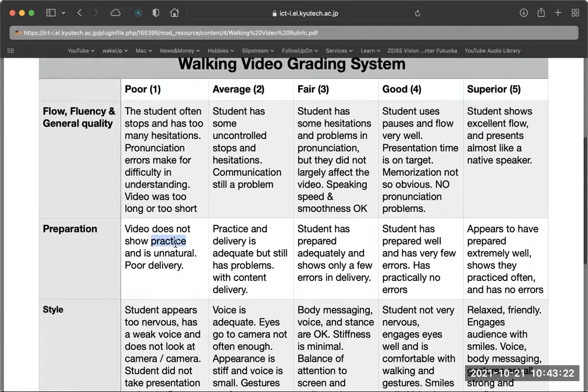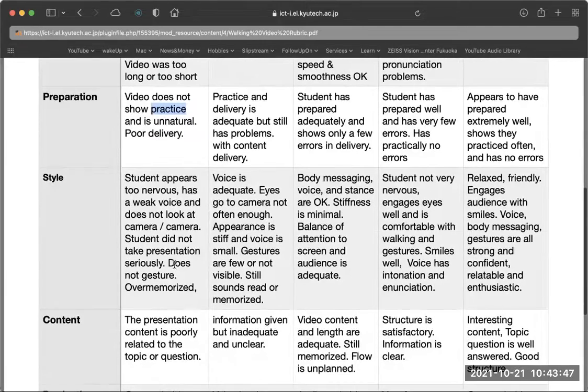Preparation. Practice, okay? It's okay to practice a few times. Don't memorize anything, but it's okay to practice to make sure you remember what you were going to say. But if you practice really, really well, then you are going to have very few errors, and then you're going to get a superior grade for your preparation. So it's really based on practice. If you didn't practice, then I can tell. You know, you're going to make many mistakes, and I've been seeing enough of these videos. I can tell who practiced and who didn't practice.